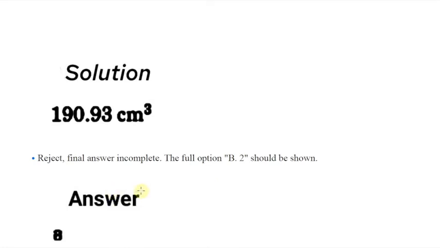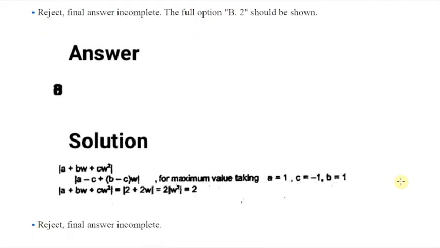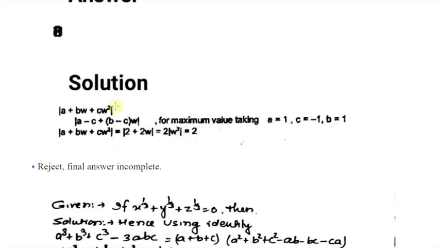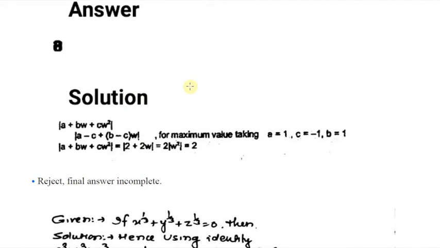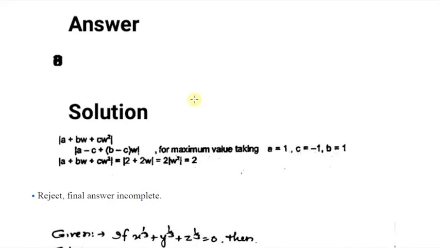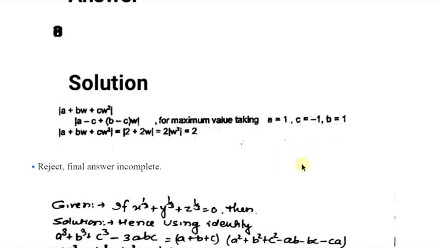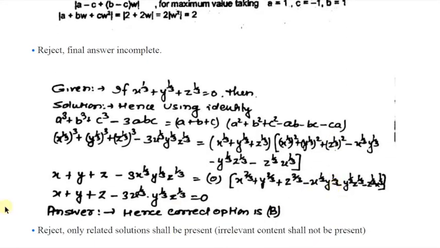Now, reject if the final answer is incomplete. The full option B2 should be shown. For example, if the final answer is not written, or here directly only the option is written, in that case we will reject the answer. If the final answer is incomplete, we will reject the answer. For example, in this question, if you see the final answer is not given or the final answer is not correctly written, in that case we will reject.